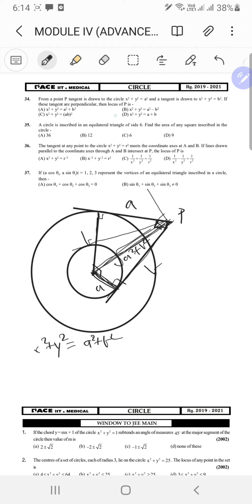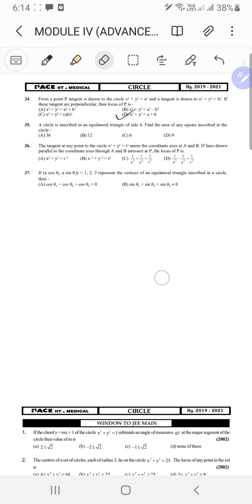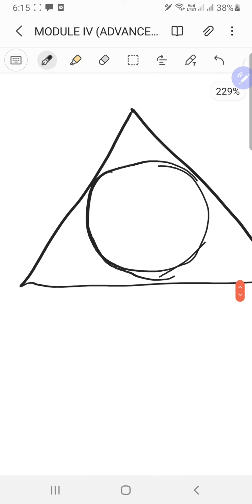Where were we? Here. Okay. The 35th question is, a circle is inscribed in an equilateral triangle of side 6. Find the area of any square inscribed in the circle. Oh, that's weird. Okay, so let's just draw an equilateral triangle, and there's a circle inscribed inside this, and this has side 6.